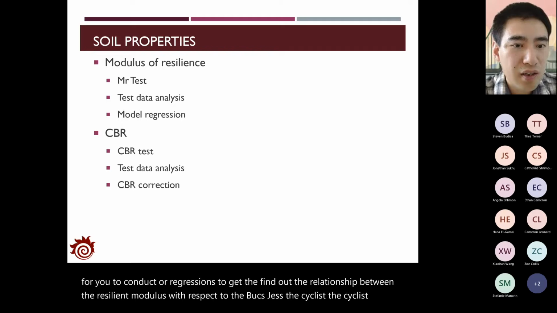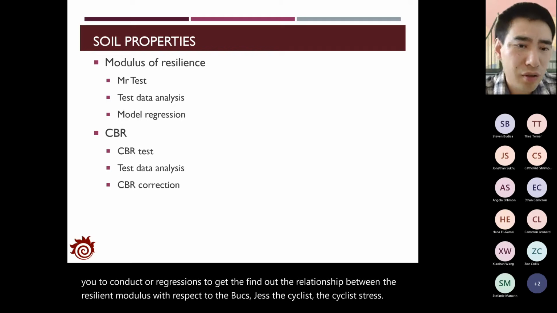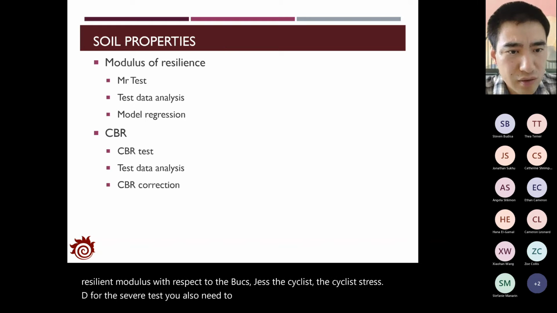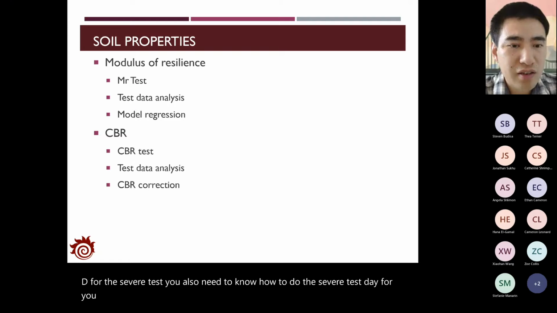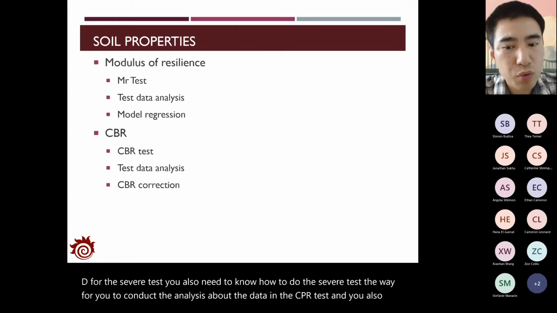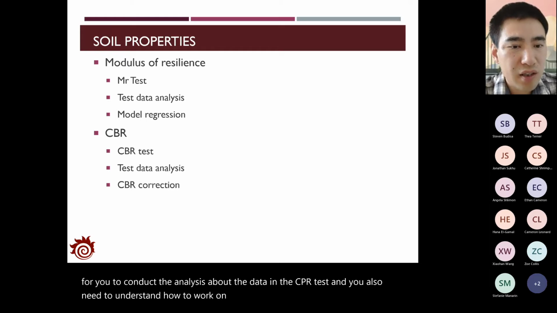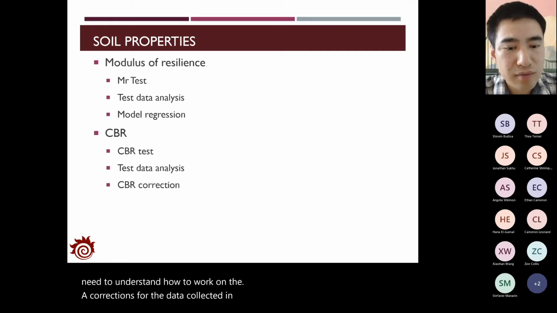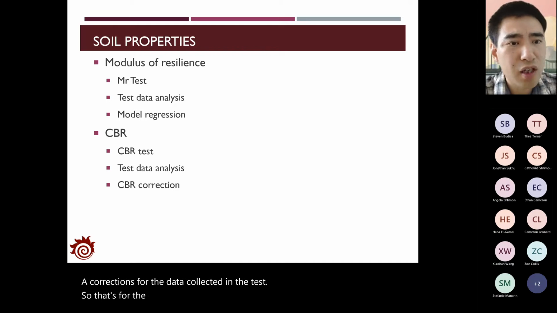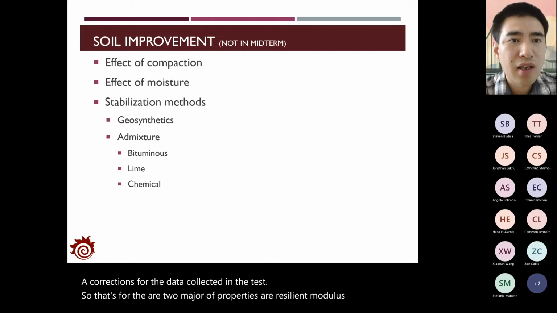stress. For the CBR test, you also need to know how to do the CBR test, the way for you to conduct the analysis of the data collected in the CBR test, and you also need to understand how to work on the corrections for the data collected in the test. So that's for the two major properties, resilient modulus and the CBR.